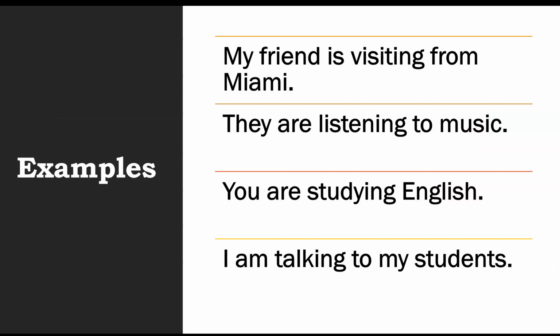Okay, here are some examples, and you're going to see all of these have two verbs. My friend is visiting from Miami. They are listening to music. You are studying English. I am talking to my students. Okay, so did you notice there are two verbs, right? So at the beginning up here, my friend is visiting. So we have the be verb and then the activity visit with ing. The next one, are listening. Next one, are studying. And last one, am talking.